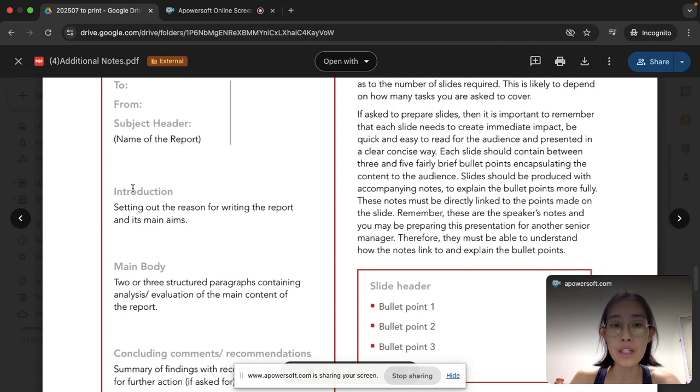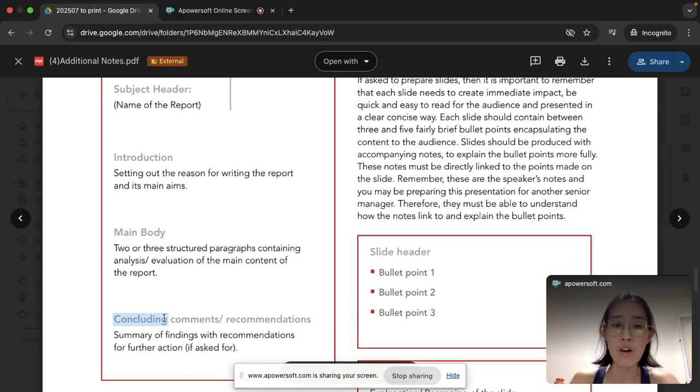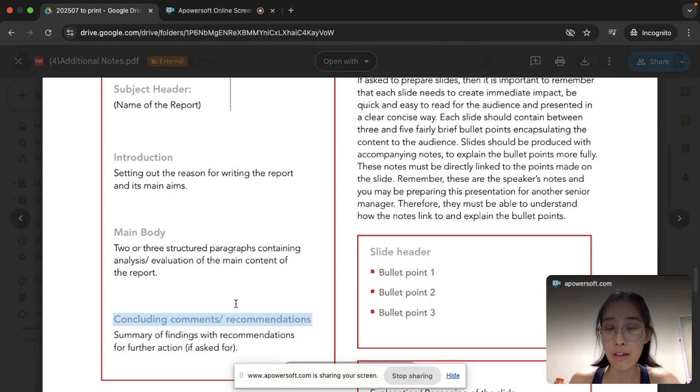Then you will start with the introduction. You have to introduce this report, or you have to introduce the subject matter you are writing about in the report. After that, only then you go to your main body, which is literally your answer, right? Your answer will be here, and then you have to end your report with a conclusion or a recommendation, right? Depending on the content that you are writing.